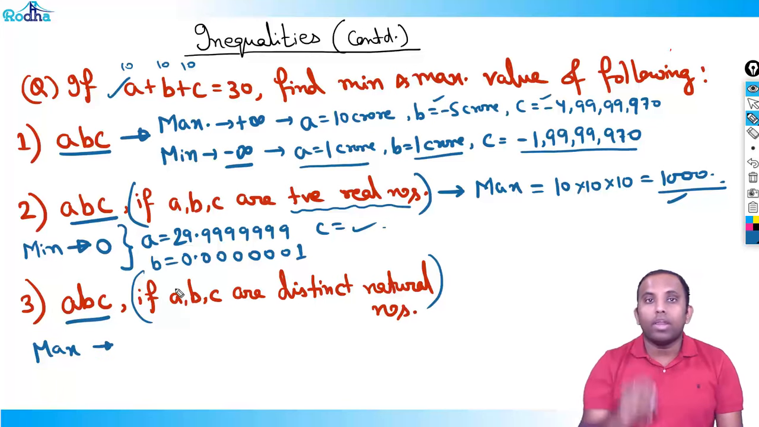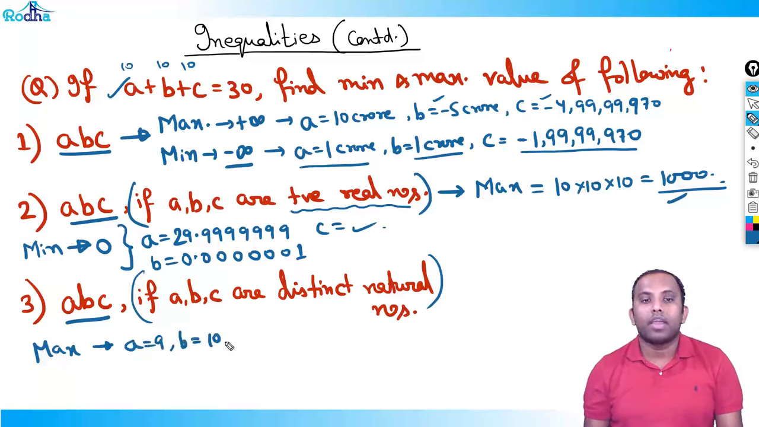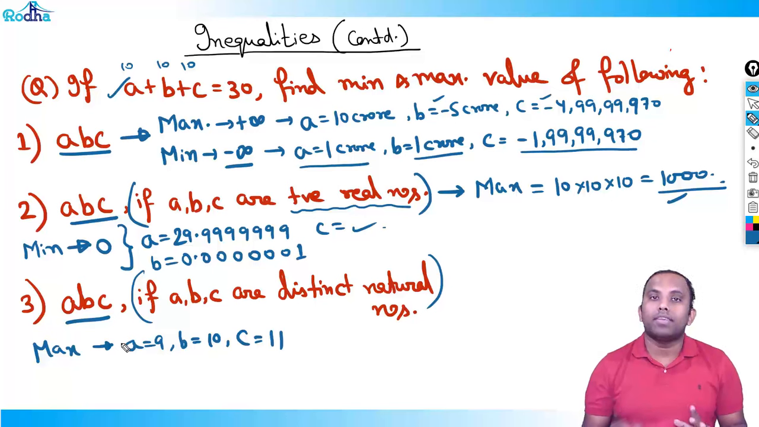So, they can be equal at 10, 10, 10. But since they are distinct natural numbers, I can't take the value as 10, 10, 10. So the next closest values I can take are A as 9, B as 10, and C as 11. Right, next closest possible values. A is 9, B is 10, and C is 11.